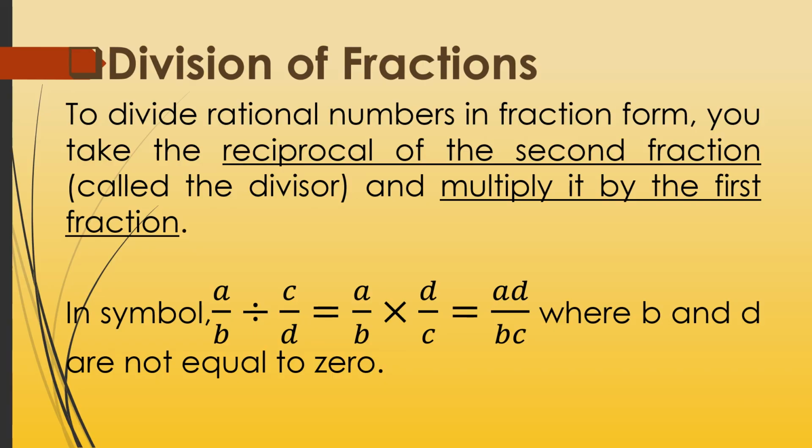And then, after natin makuha yung reciprocal ng c over d, ay which is the d over c, imumultiply na natin yung dalawang numerator and then yung dalawang denominator. So, the answer must be AD over BC. Again, where B and D are not equal to 0.